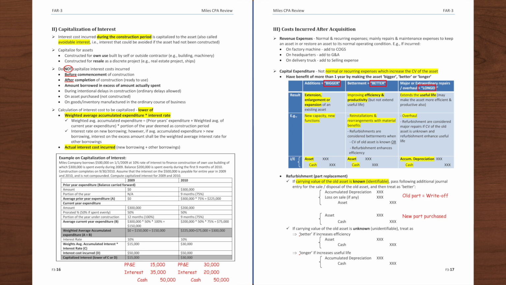So if you know the carrying value of the old asset, basically you pass journal entries for the sale or disposal of the old asset, and then the new part that's purchased is treated as better. Next one, highlight: carrying value of the old asset is unknown or unidentifiable. In that case, you would treat the new part as better if it increases efficiency and longer if it increases useful life.